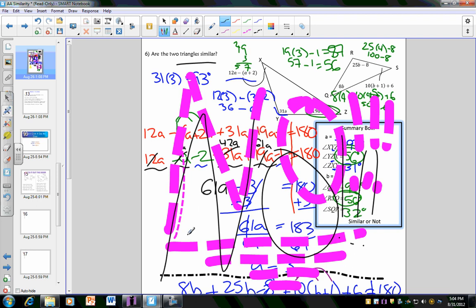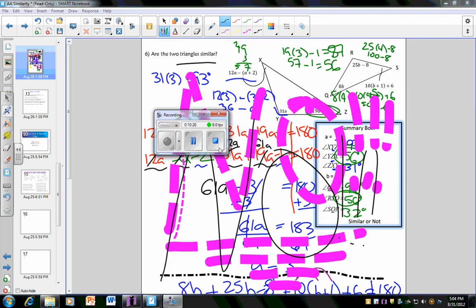Once again, if you can do this question, I've got a feeling you can do almost every question on this test. All right, so that was a challenging question, but it's good to challenge ourselves, because if we never challenge ourselves, you'll never know how smart you are. Have a great night.